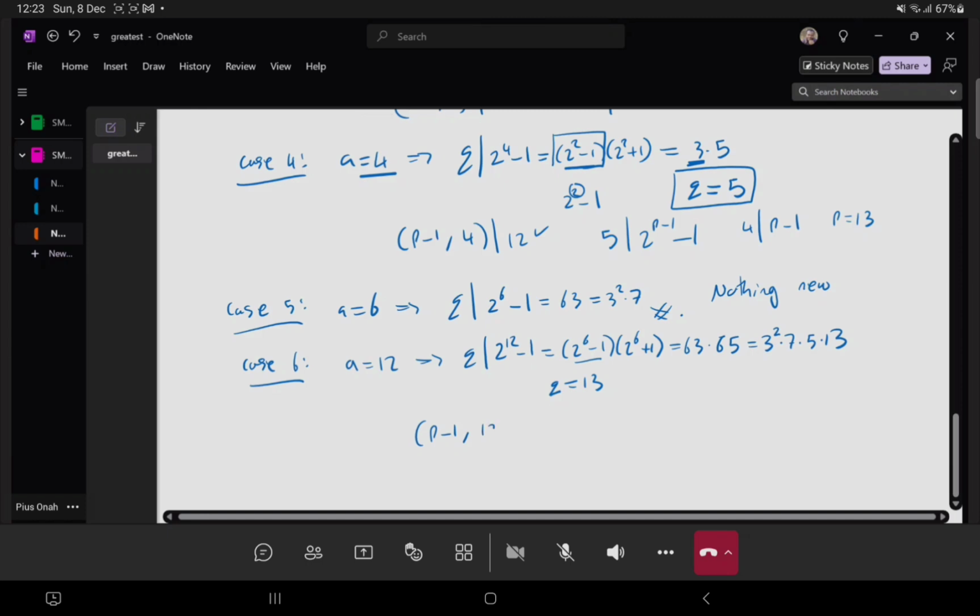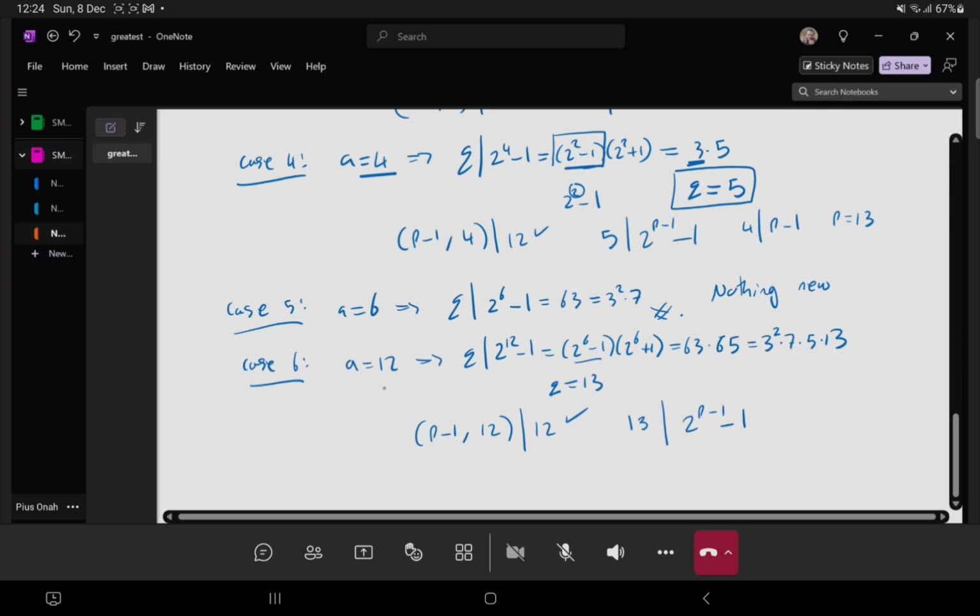So Q minus 1 here is 12. So this once again is very good. No problem here. So we need the 13 to divide this. And the order for 13. So in this case, the order for 13 is not necessarily 12, right? Yeah, it's not necessarily 12.